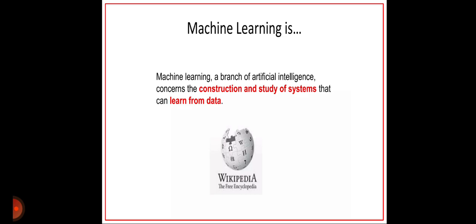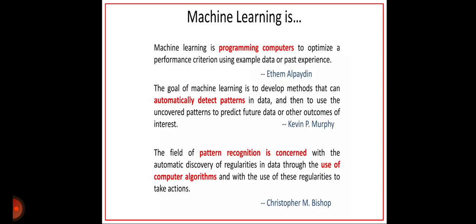Machine learning, a branch of artificial intelligence, concerns the construction and study of systems that can learn from data. Machine learning is programming computers to optimize a performance criterion using example data or past experience. This is the definition given by Ethem Alpaydin. The goal of machine learning is to develop methods that can automatically detect patterns in data and then to use the uncovered patterns to predict future data or other outcomes of interest.